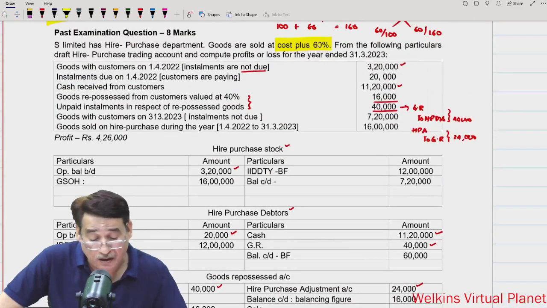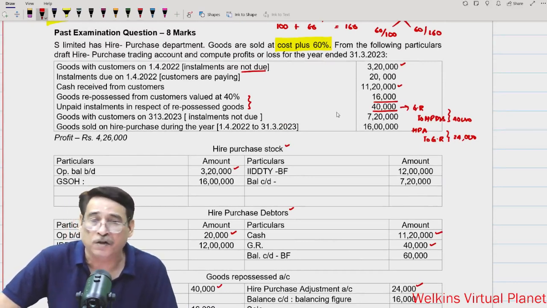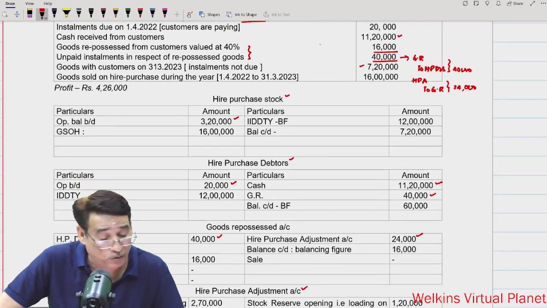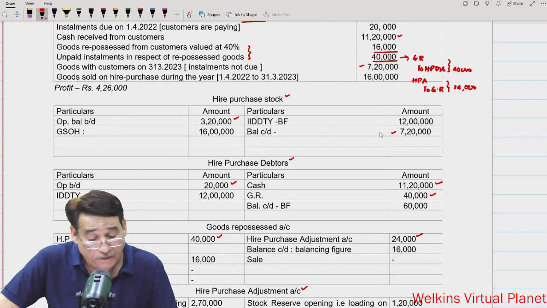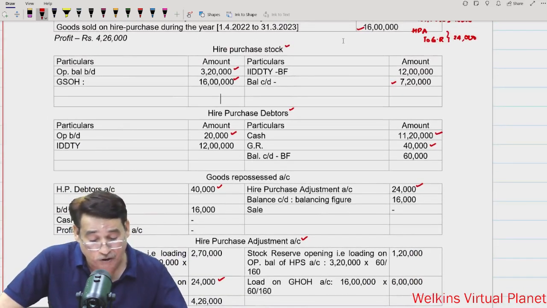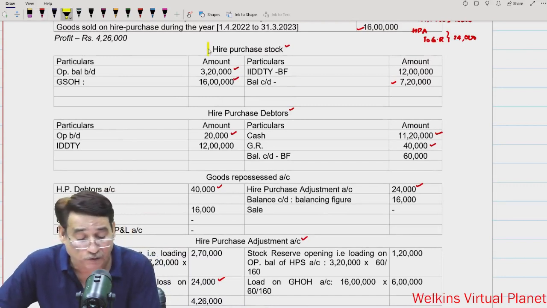Then in the question, it is given goods with customer on 31/3/2023, installment not due. That means it is related to the hire purchase stock account. So in the hire purchase stock account, you are going to write balance carried down. This is 7,20,000. Is it clear? And then finally, goods sold on hire purchase during the year, 16 lakh. So 16 lakh is given to you. Now, if we look into these accounts which we are preparing, basically the hire purchase stock account and the hire purchase debtors account, we need to pay attention.